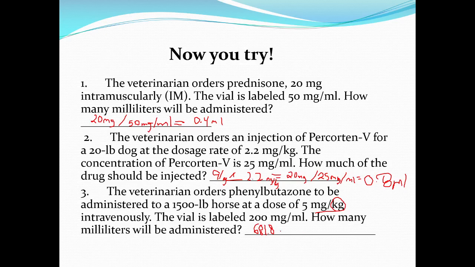Now we've got the weight. Now we need to multiply by 5, right? 681.8 times 5. That's going to give us 3,409 milligrams. We're going to divide that by 200 milligrams per mil. That's the concentration. So how many mils are we going to give this animal? 17 mils.